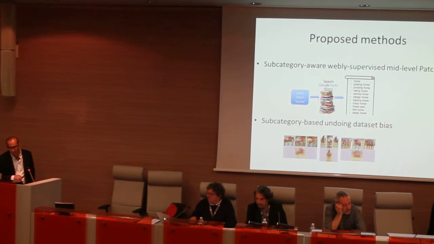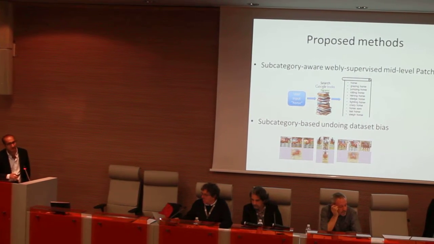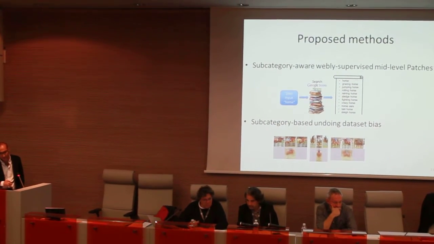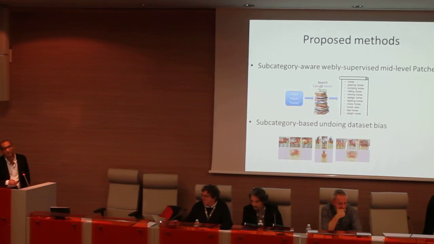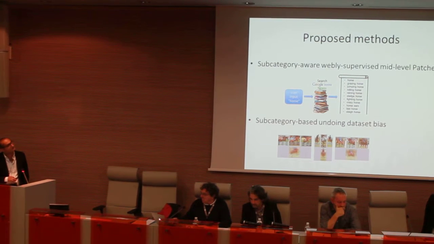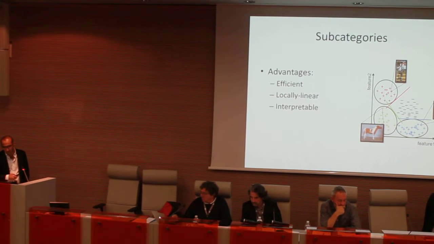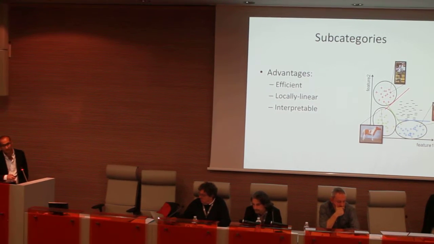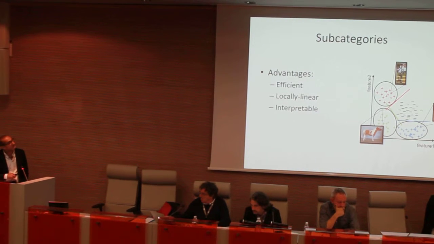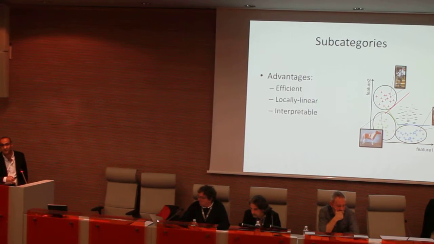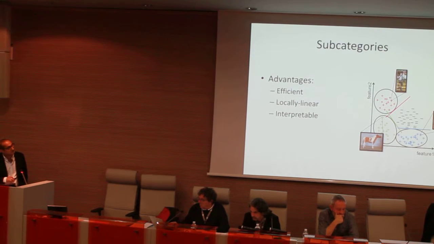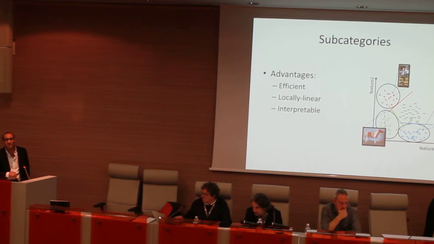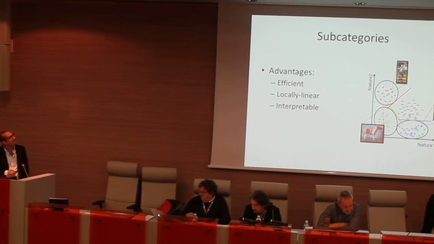To tackle this problem, I did two different projects, so we proposed two different methods: webly supervised mid-level patches and subcategory based on weighted discriminative bias, both based on the concept of subcategory. So what is subcategory? The subcategory idea says that if we have an object category with a huge visual diversity, like in this case horse, we can divide the positive examples into a set of clusters or subcategories, and then we can solve these smaller sub-problems instead of solving the complex original problem, right?